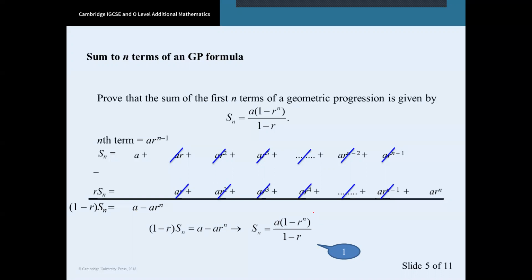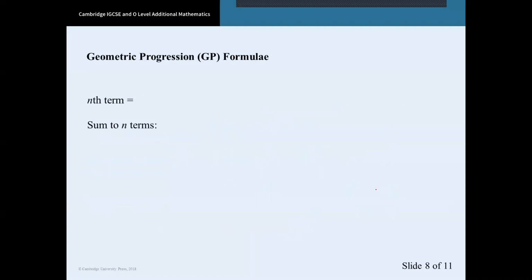Okay, but for your level now, what we need to do is focus more on the application part. Now, geometric progression formulae: the nth term, you have ar to the power of n minus 1. Sum to n terms, we have two formulas here. Sn equals a times (1 minus r to the power of n) over 1 minus r, or Sn equals a times (r to the power of n minus 1) divided by r minus 1.